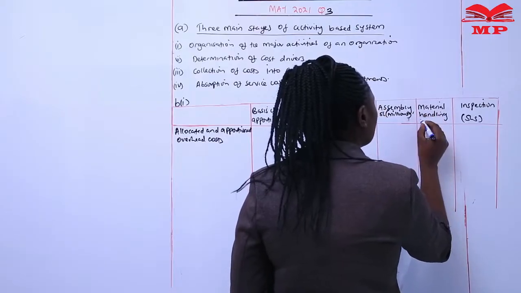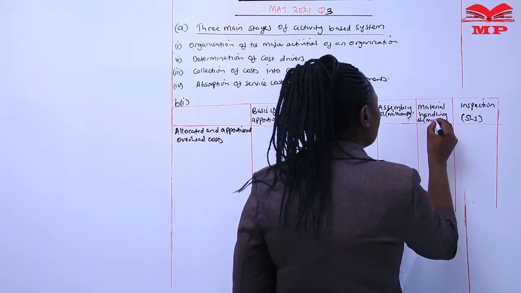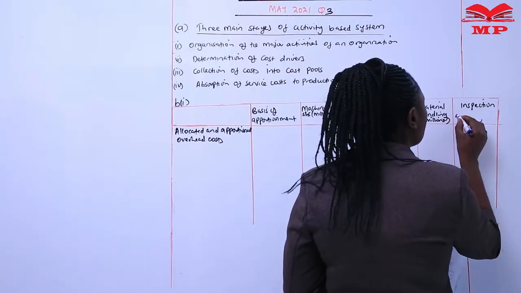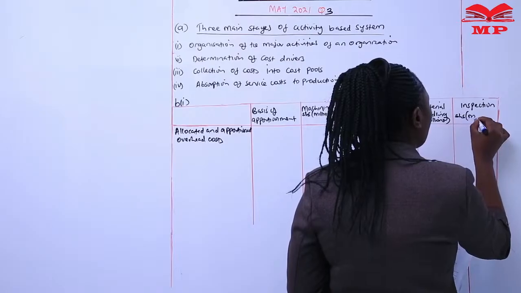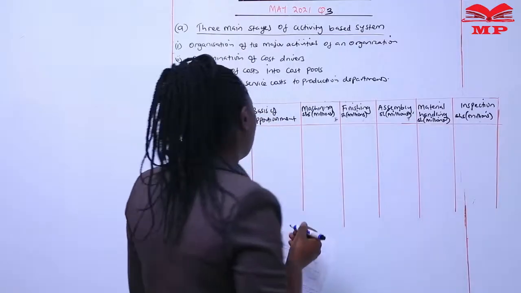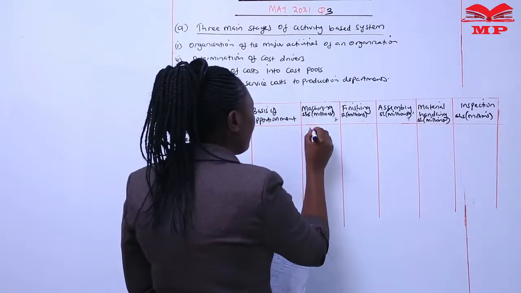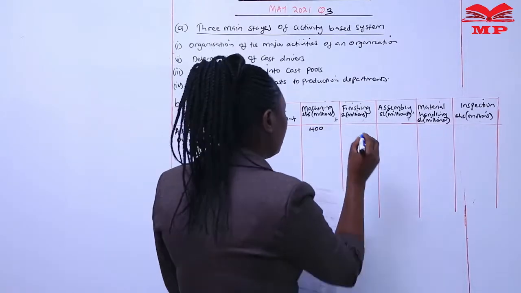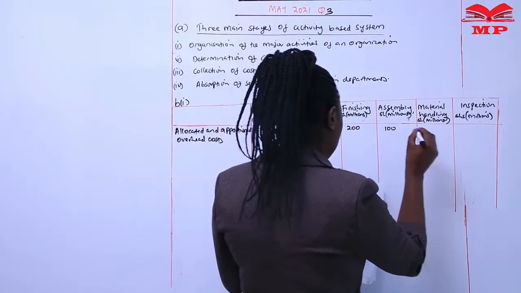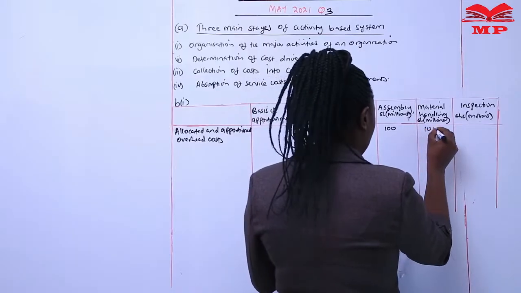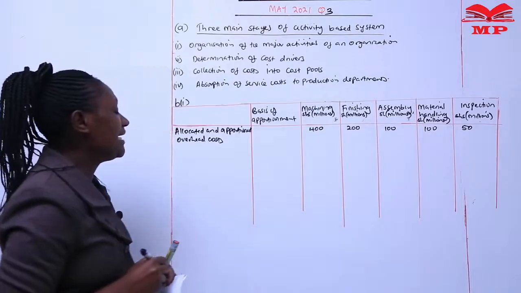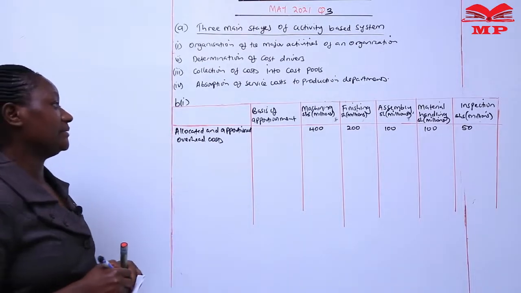And then this is also shillings in millions. So for machining, we have 400. That's 400 million. This is 200 million, 100 million, 100 million, and 50 million. That is the allocated and apportioned overheads.